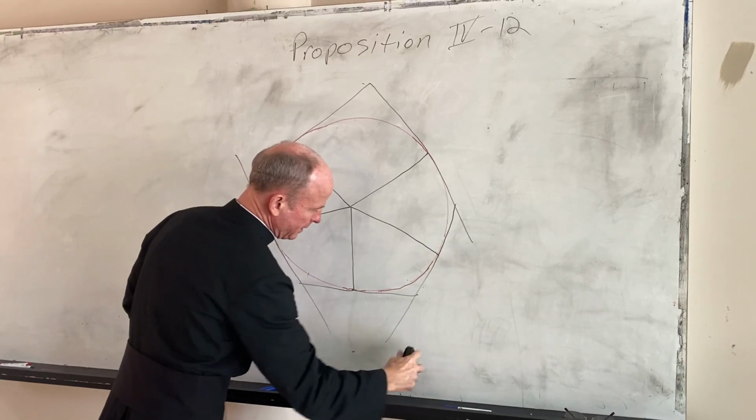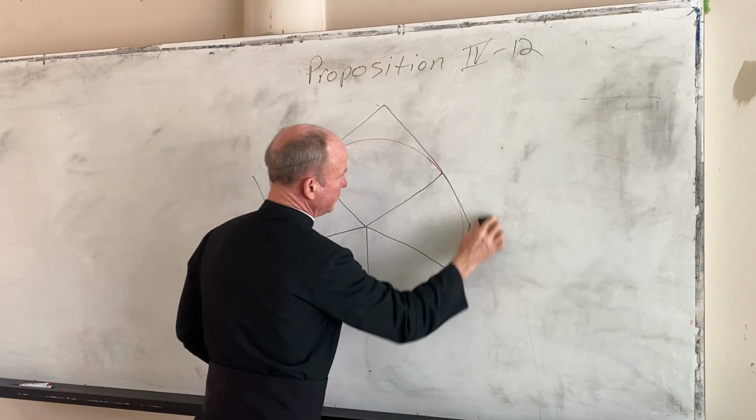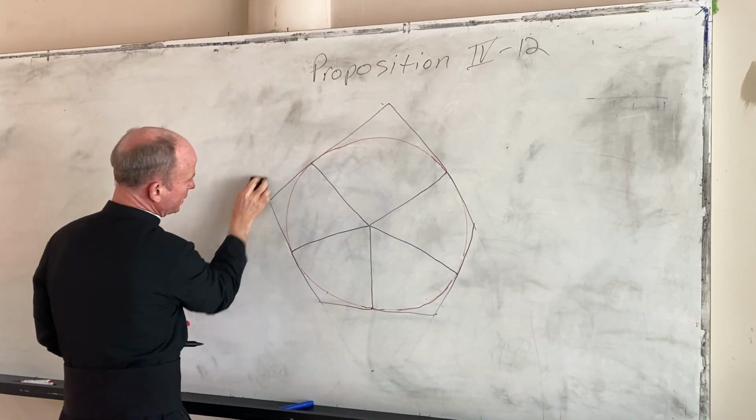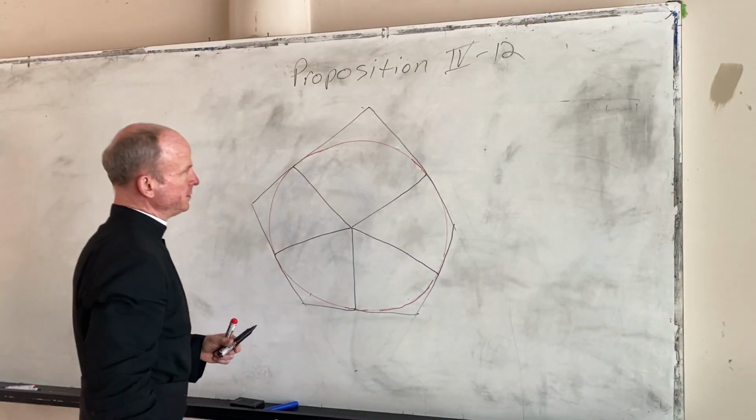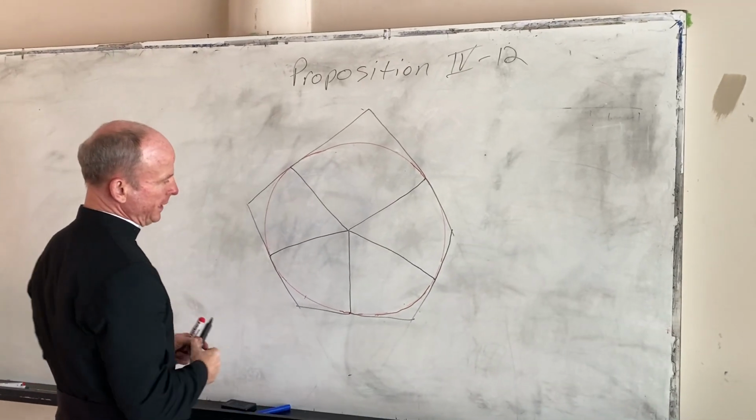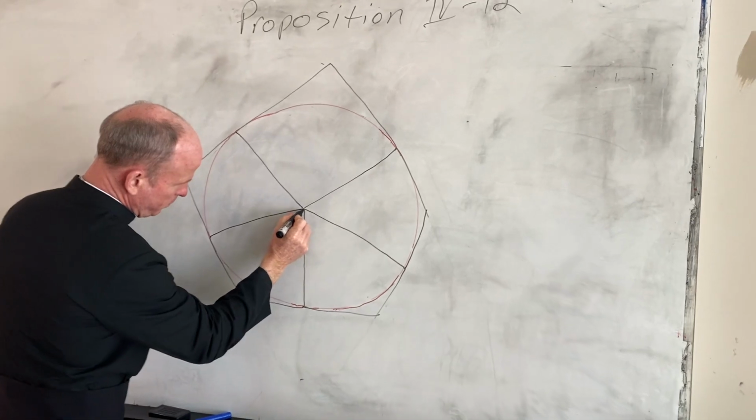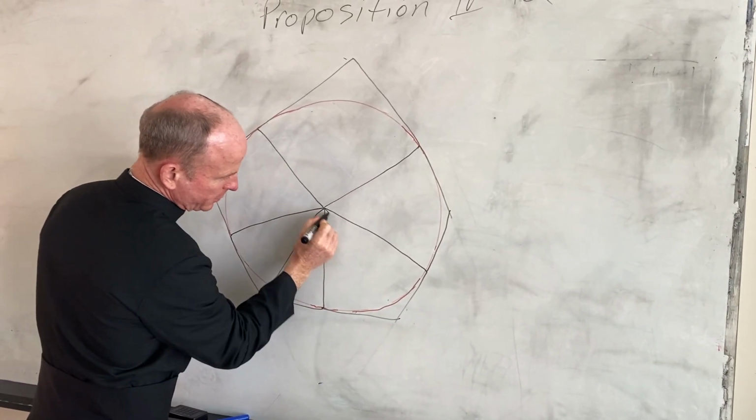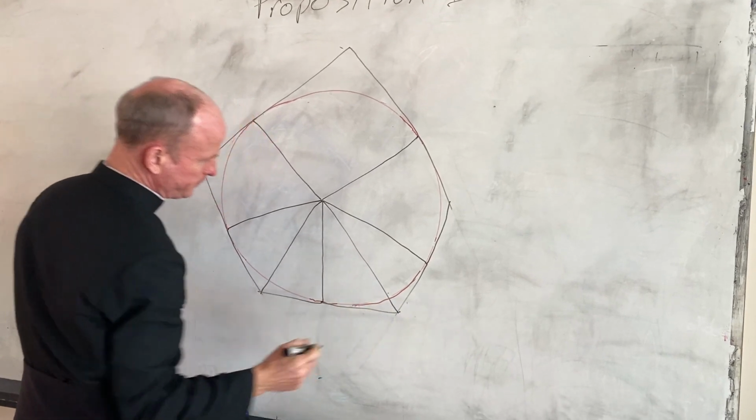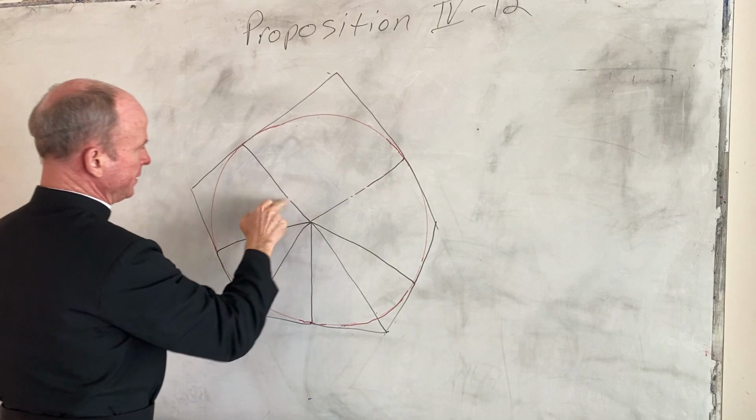Okay, clean this up a bit. Now we have a good looking, not beautiful, but a good looking pentagon. Now it's required to show that this pentagon is equilateral and equiangular. Let us then connect these 2 points here with a straight line, and these 2 points here with a straight line.